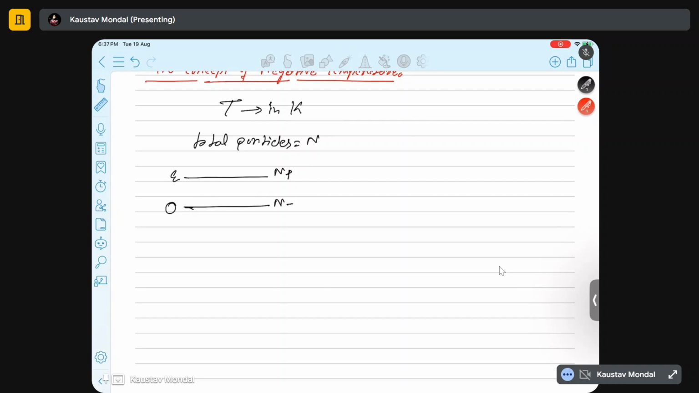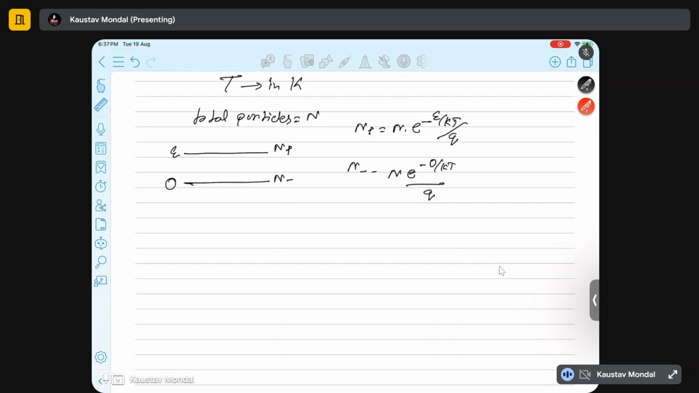According to the Boltzmann distribution function, we know N plus is basically N into e to the power minus epsilon by kT, divided by Q, and N minus is basically N into e to the power 0 by kT, divided by Q, right? This we know from the Boltzmann distribution.